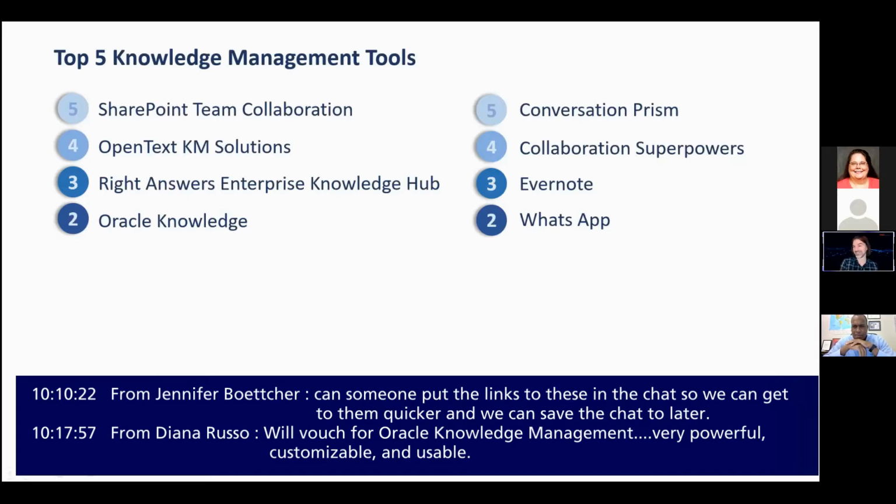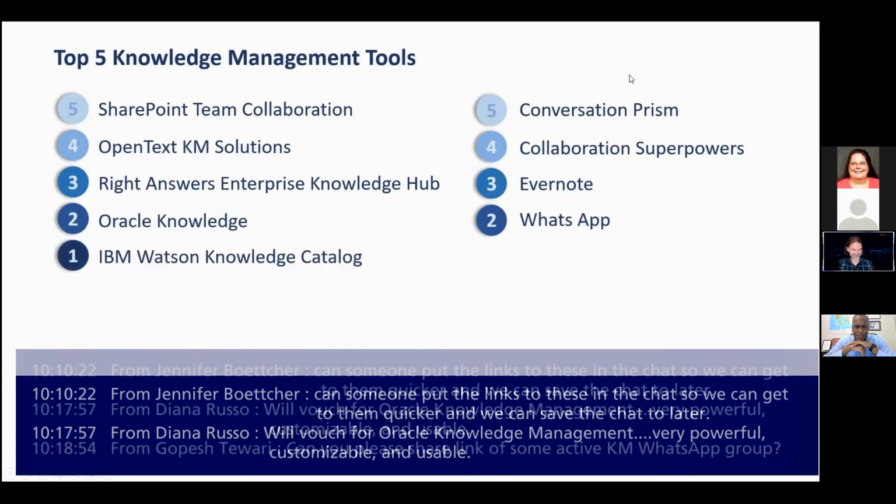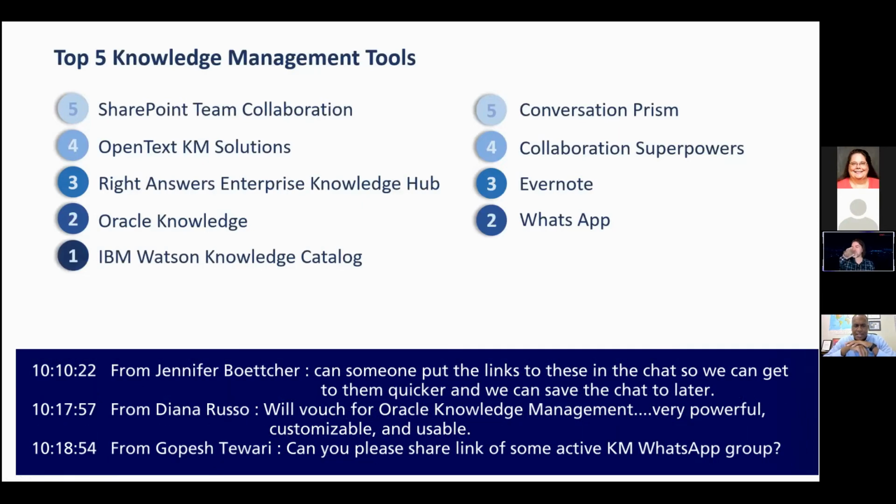All right, Tony. We need like a drum roll or something. Number one, drum roll. Number one for Tony. Here you go. Ready? Number one, IBM Watson Knowledge Catalog.